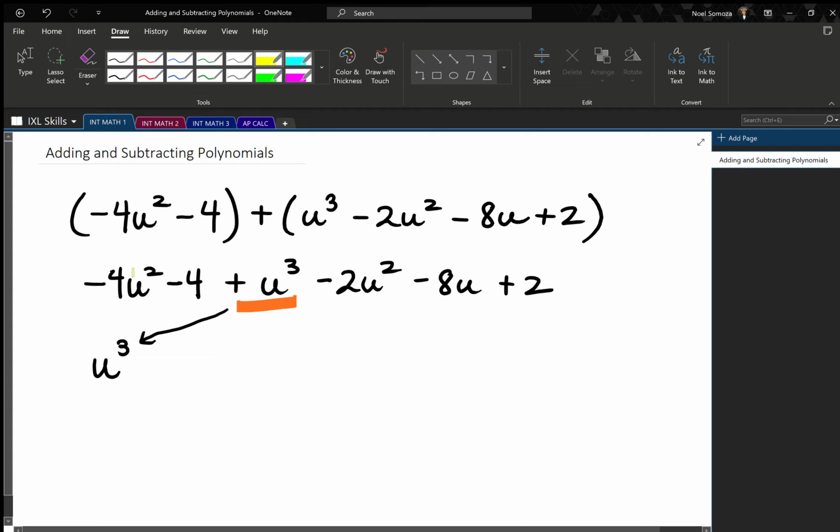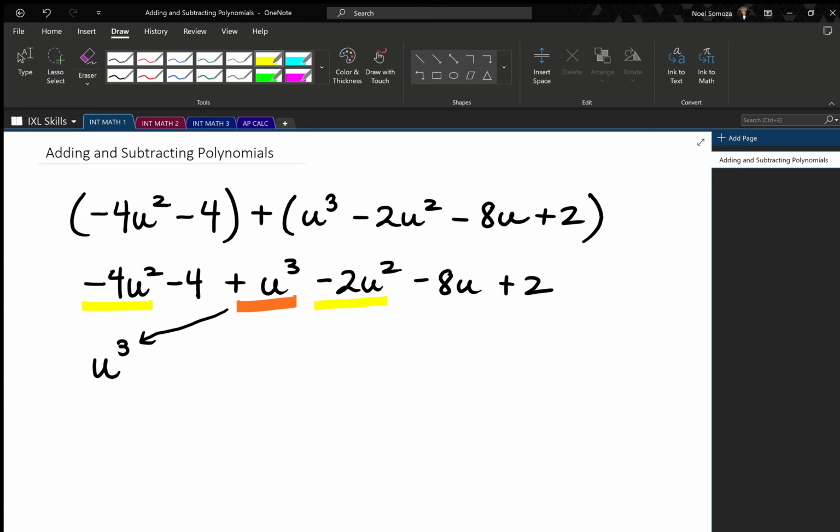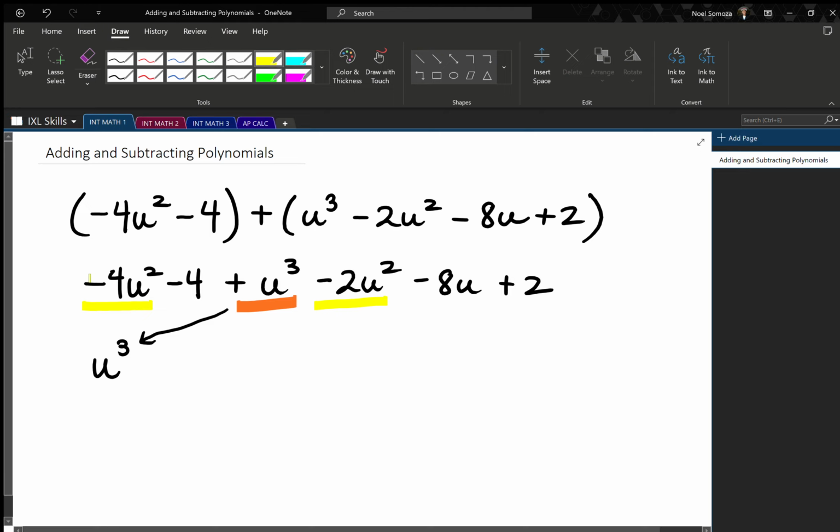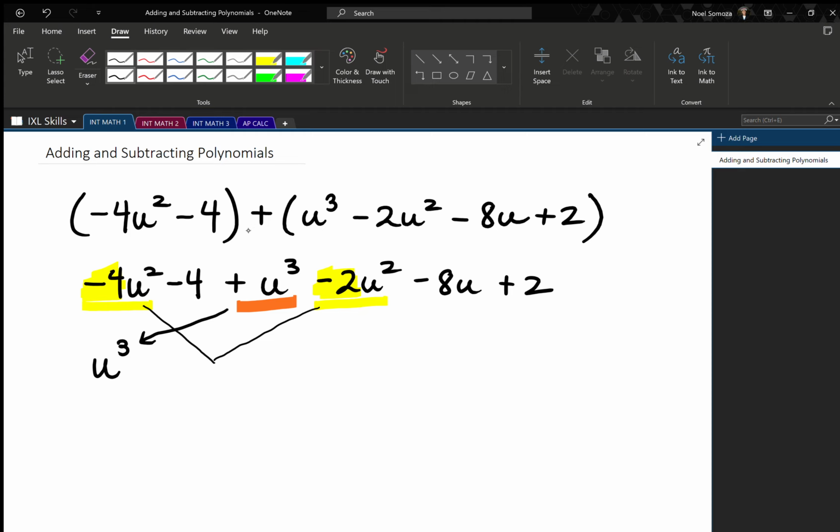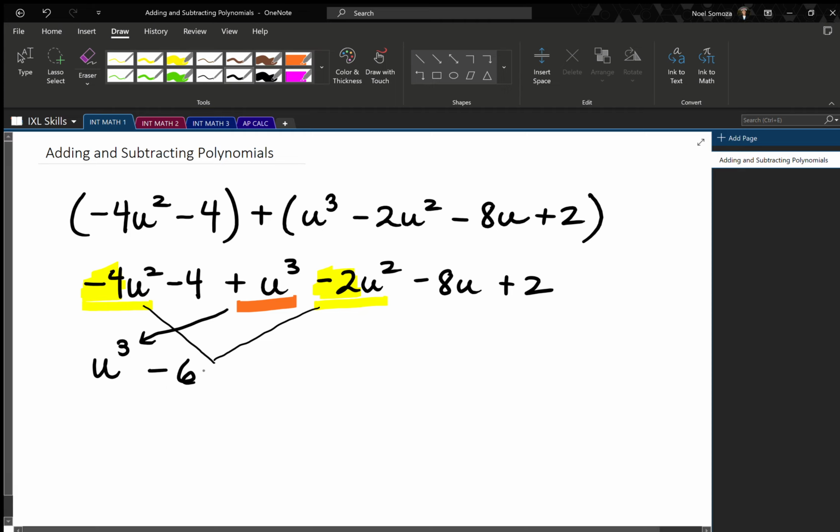Okay, so I'm looking for powers of 2, so I identify negative 4u squared and negative 2u squared. Both of these have u to the second power, so guess what? We get to combine the coefficients. Okay, so negative 4 minus 2, we get to bring both of these together, and we can do the subtraction. So negative 4 minus 2 will give us negative 6u squared.